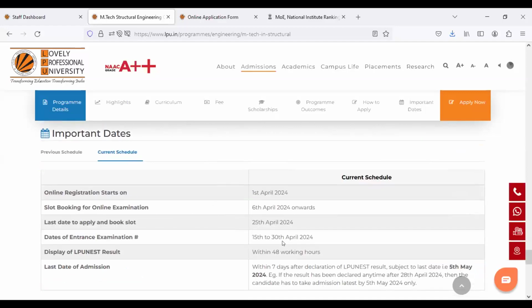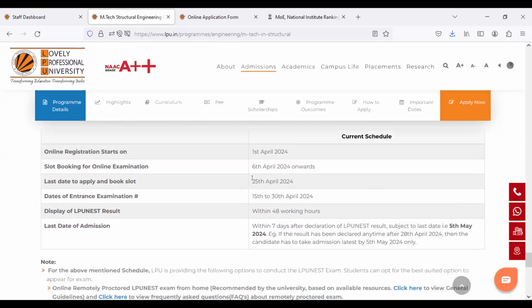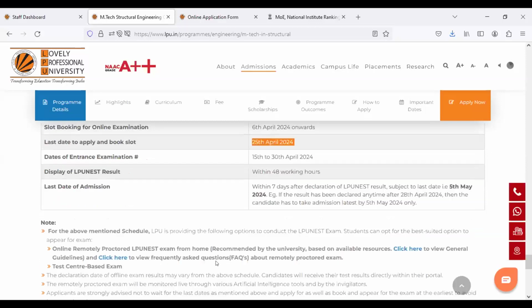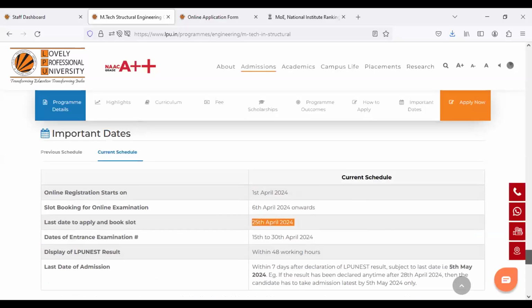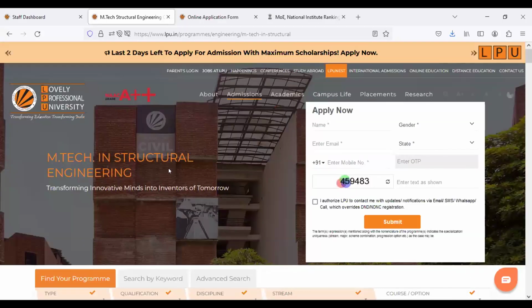And if I go to the timeline for the April schedule, the last day to apply and book an exam slot is 25th April. The LPNEST exam will be conducted between 15th and 30th April, and the result will be displayed within 48 working hours. But make sure that after qualifying, the last day to get your seat booked is 5th May. So on or before 5th May, you have to book your seat for this MTech program.